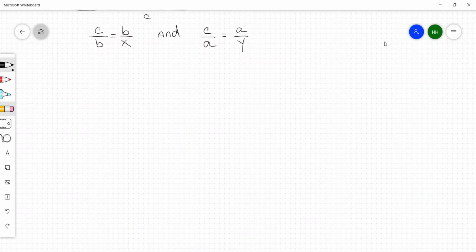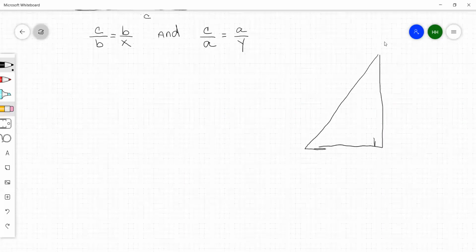So here's what we got. We got this right triangle. Here's our altitude drawn to the hypotenuse. This piece is a 20. Here's a Z, X, Y, and a 5.